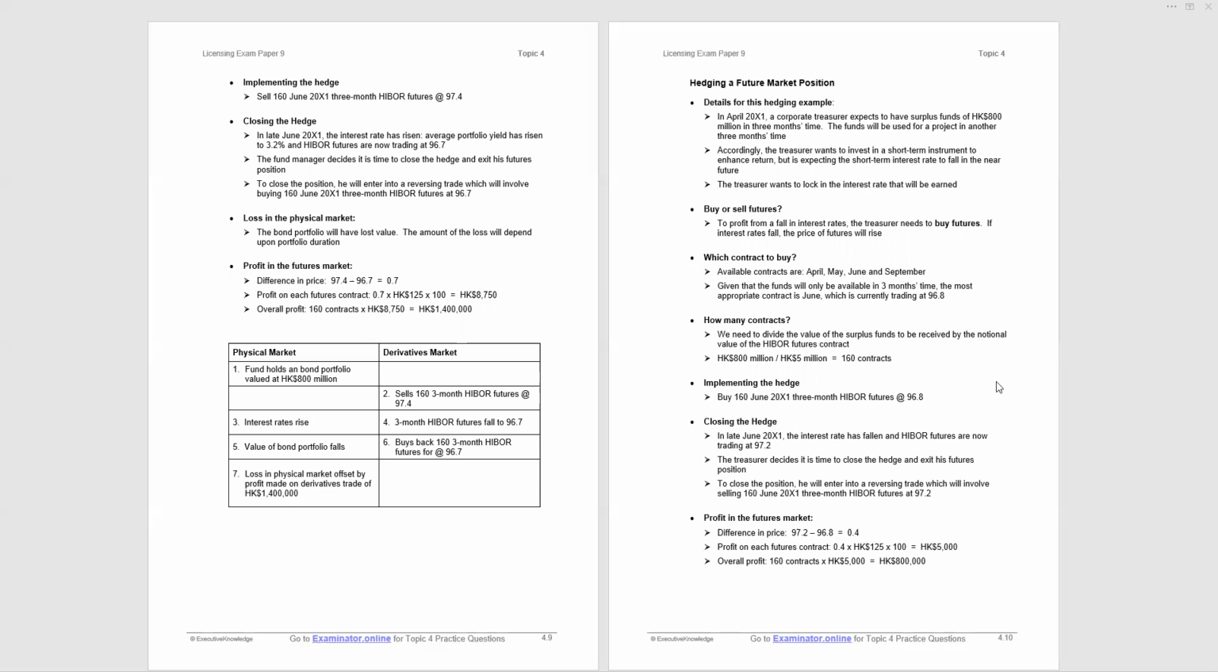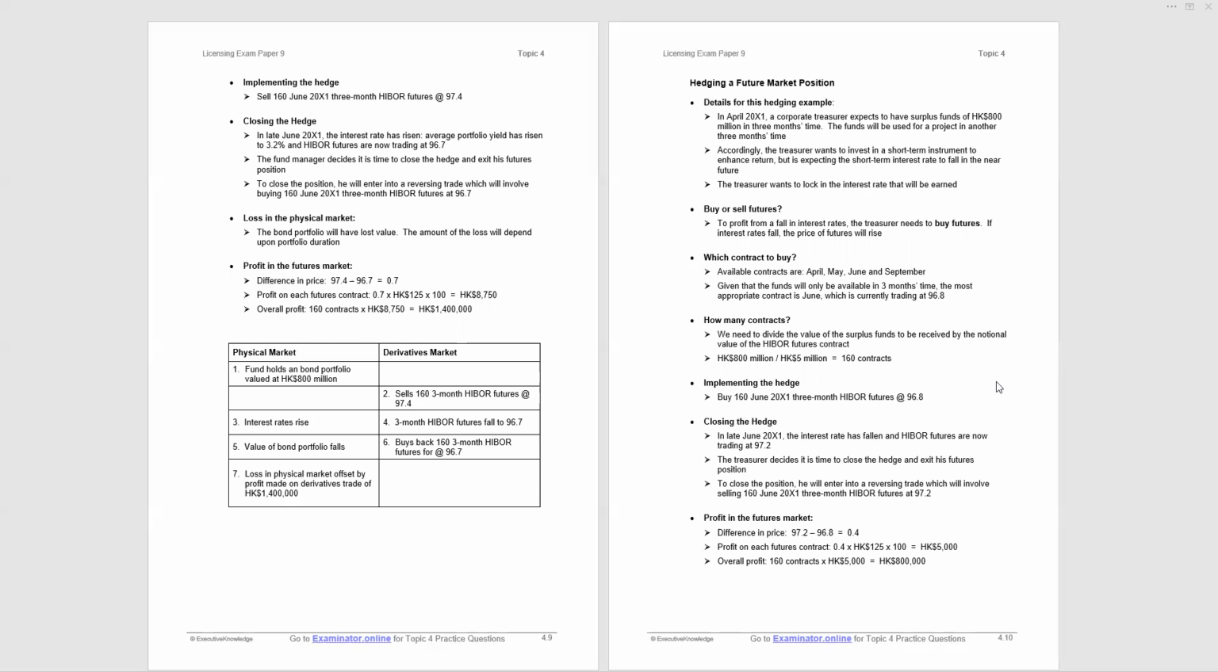Now let's move on and look at hedging a future market position. So the details for this example: in April XT1, a corporate treasurer expects to have surplus funds of 800 million in 3 months' time. So the issue here is not holding debt securities, but lending, investing money with the intention of receiving interest. The funds will be used for a project in another 3 months. In other words, you're going to deposit that money in 3 months for a 3-month period.